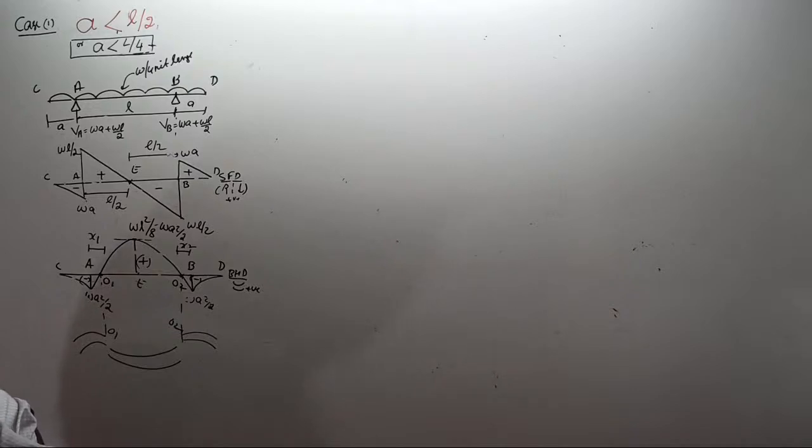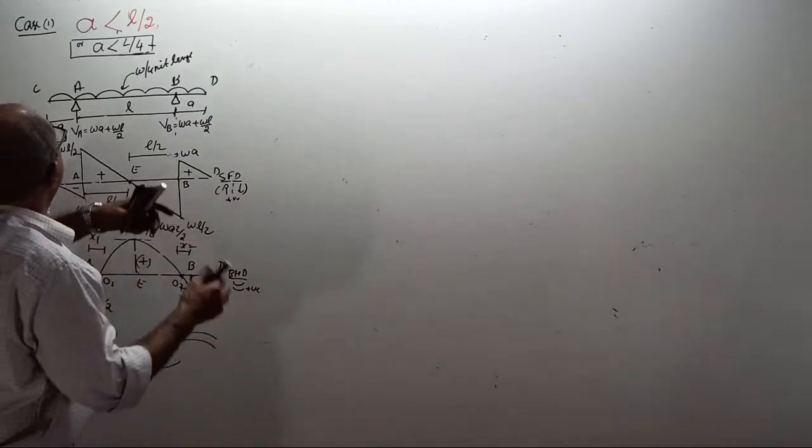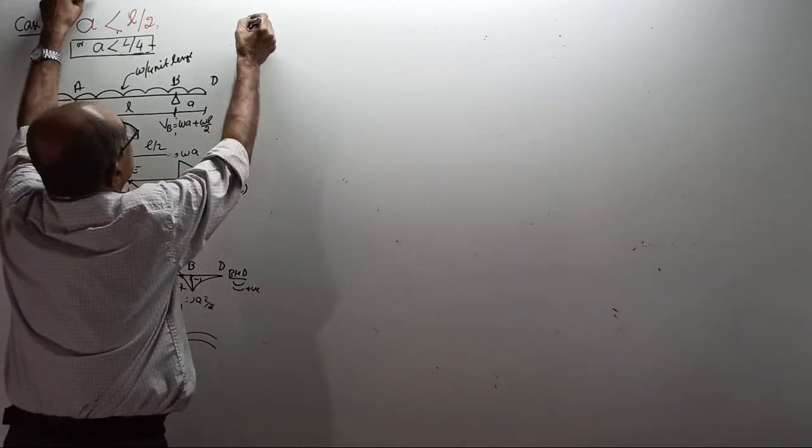Up to where hogging, where sagging, two counterflexure points are there. Clear? Okay. Now come to case 2.